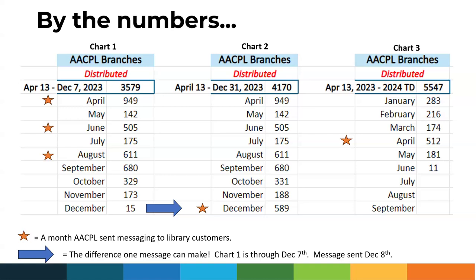And I just wanted to share with you a couple of charts that depict how important that messaging is when you send it out. What the charts show, 1, 2, and 3, is that every month where there is an orange star, that's a month where we had communication that was sent out by the library, by the health department. And you'll see that in April of 2023, just in that 2 short week period, we were able to distribute 949 gun safety locks, 2 weeks.